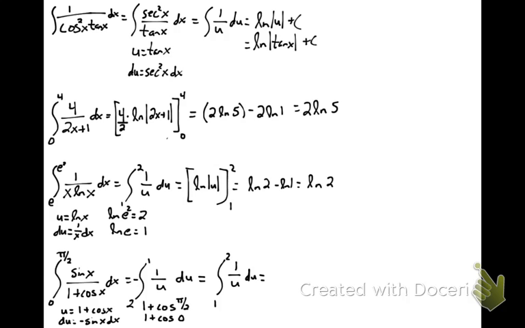Integrating that, we end up with the natural log of the absolute value of u from 1 to 2, which is the natural log of 2 minus the natural log of 1, but the natural log of 1 is 0, and my answer is again the natural log of 2. So this should set you free with regards to attacking a lot of different problems involving integration and relationships to the natural log function.